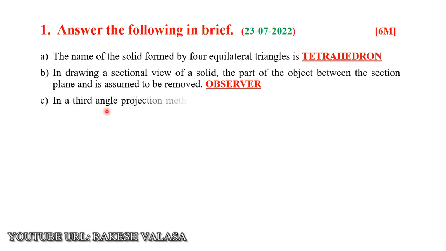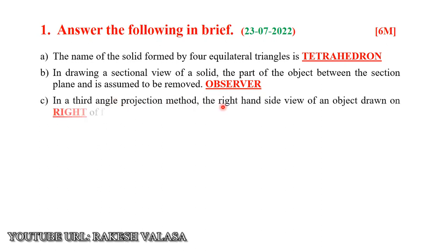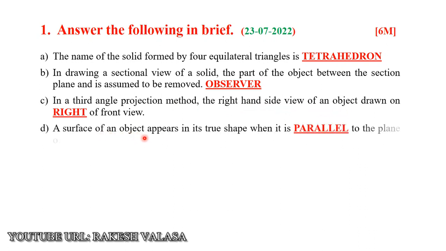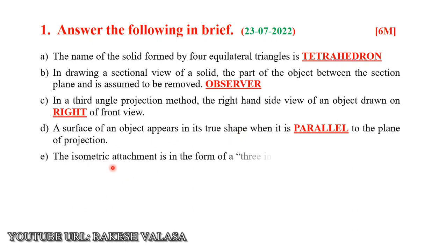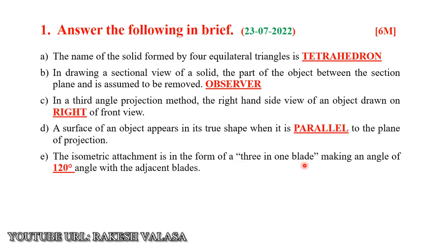Question number C. In a third angle projection method, the right hand side view of an object is drawn on right of the front view. Question number D. A surface of an object appears in its true shape when it is parallel to the plane of projection. Question number E. The isometric attachment is in the form of a 3 in 1 blade making an angle of 120 degrees with the adjacent blades.